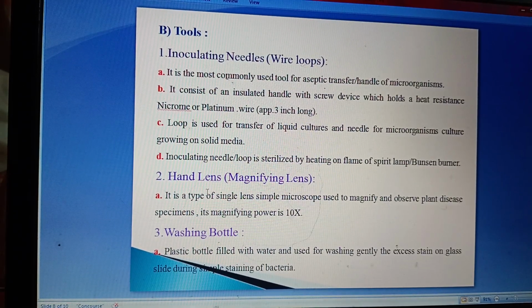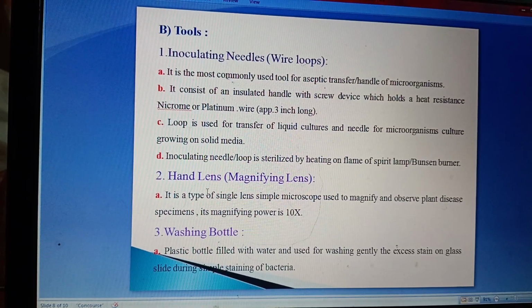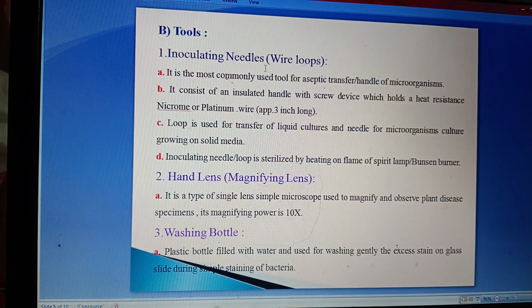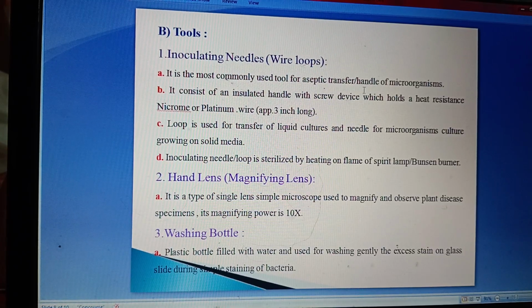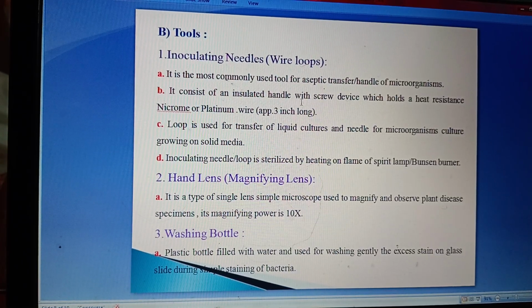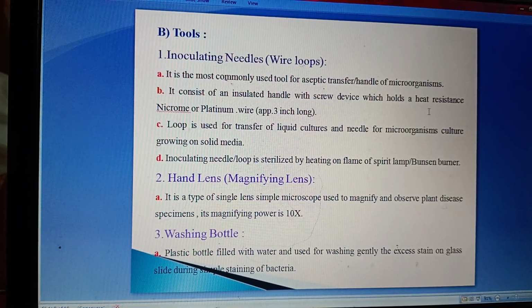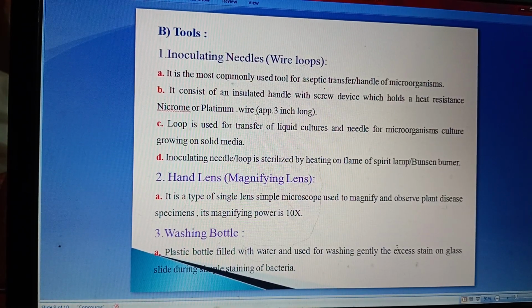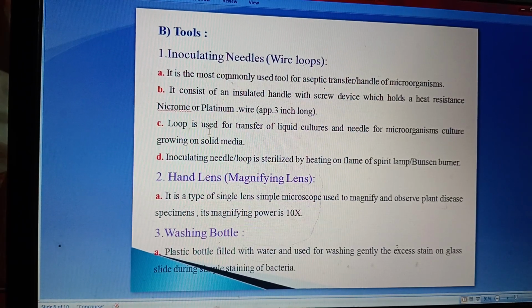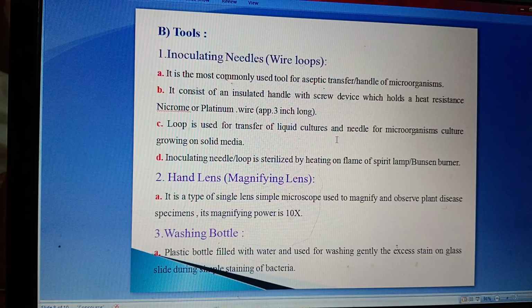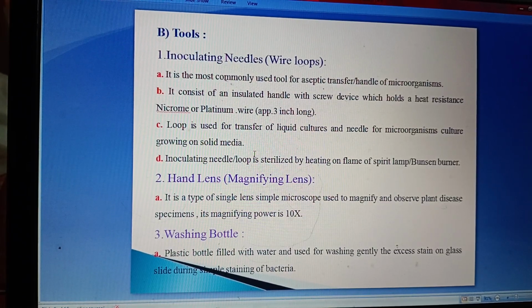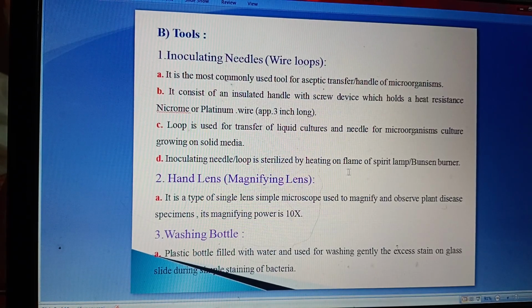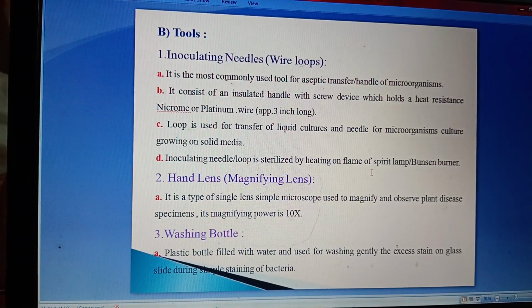Second point is tools. In that, first inoculating needles, that is called wire loops. It is the most commonly used tool for aseptic transfer and handle of microorganisms. It consists of an insulated handle with screw device which holds a heat resistance nichrome or platinum wire approximately 3-inch long. Loop is used for transfer of liquid culture and needle for microorganisms culture growing on solid media. Inoculating needle loop is sterilized by heating on flame of spirit lamp or Bunsen burner.